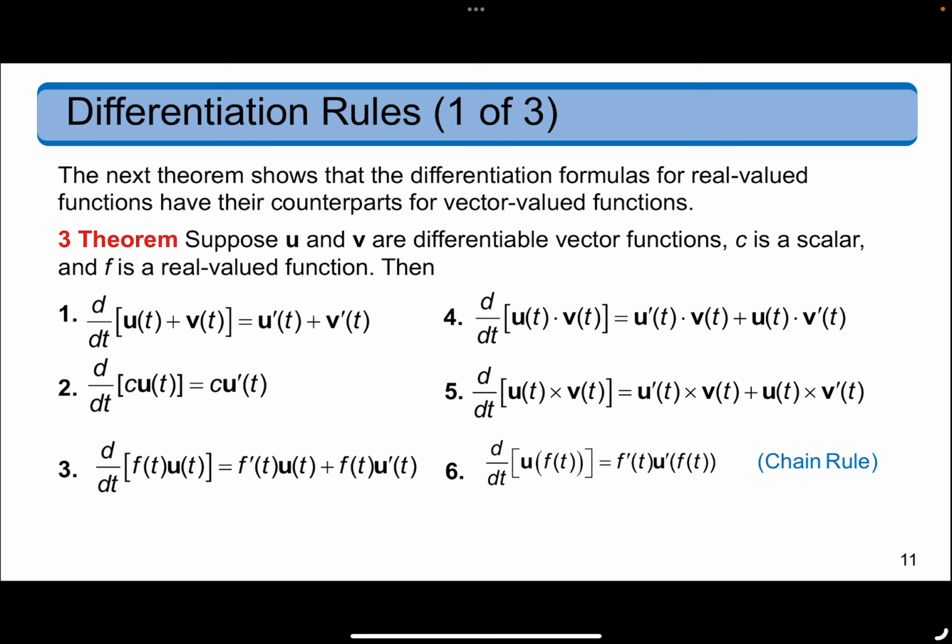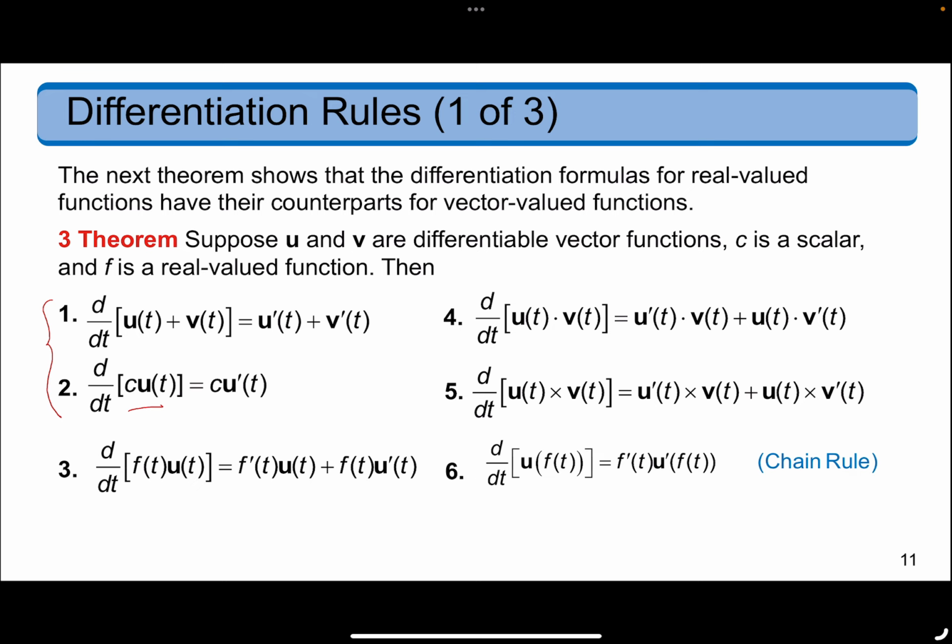The vector valued function is a linear differentiable function, so we can apply linearity. So the derivative of u of t plus v of t is u prime of t plus v prime of t. So we can differentiate u and v separately. If we have a constant multiplied to the function, you can factor out the constant and then differentiate u of t. So this is the linearity property.